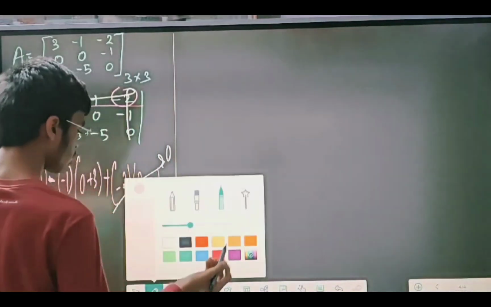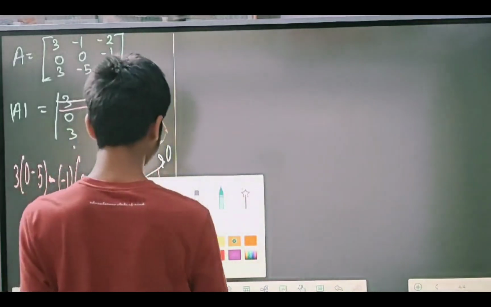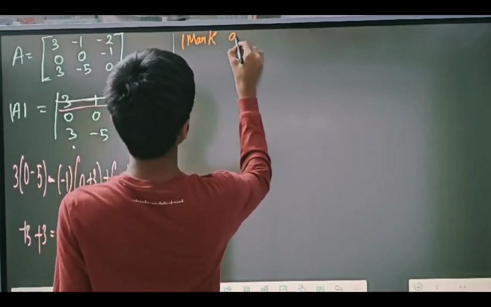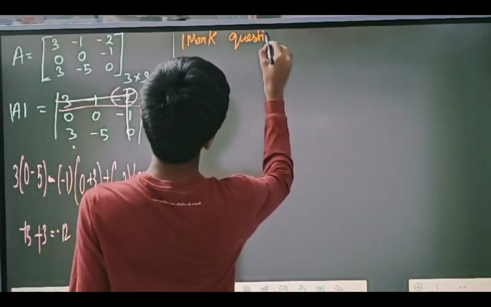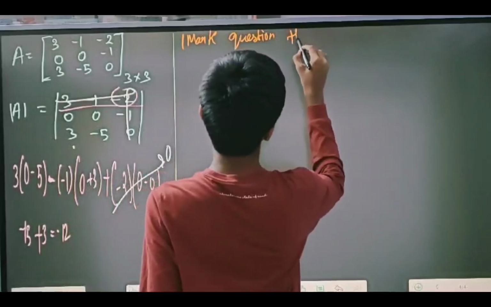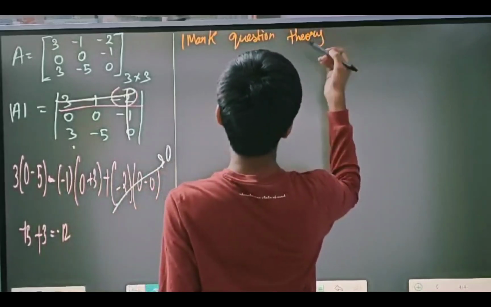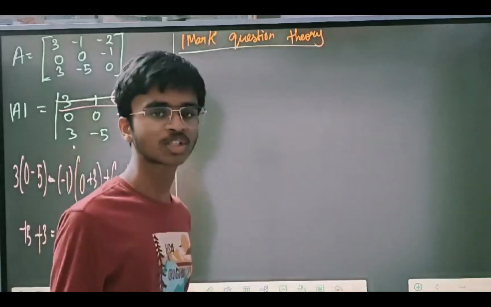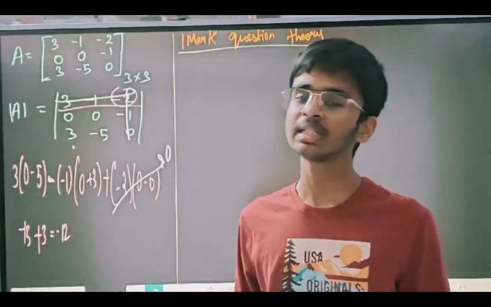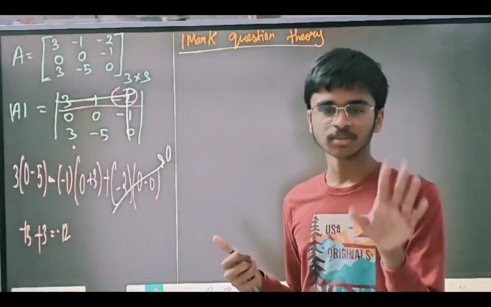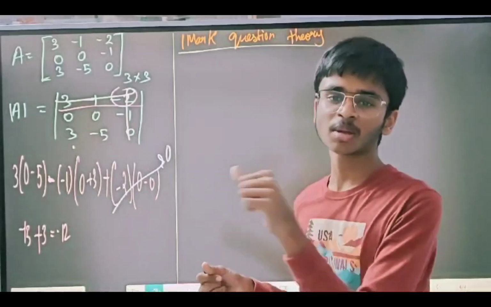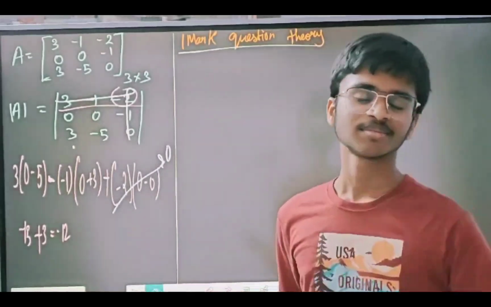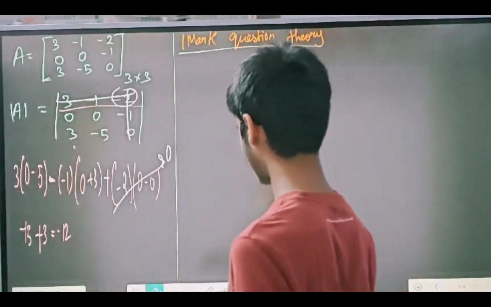See, this is a 1 mark question theory. If you know this, I'm definitely sure if there is an examination in determinants, there will be at least one 1 mark question from this theory, and if you know this theory, within seconds you can mark the answer. So what is that theory going to be?